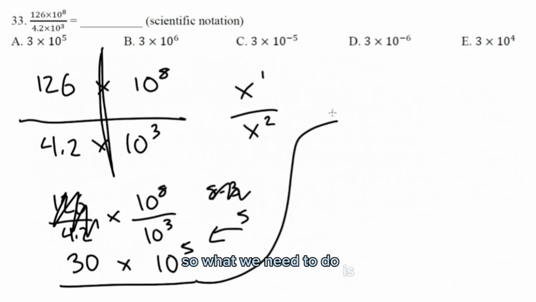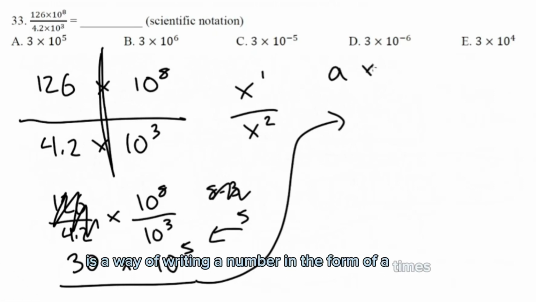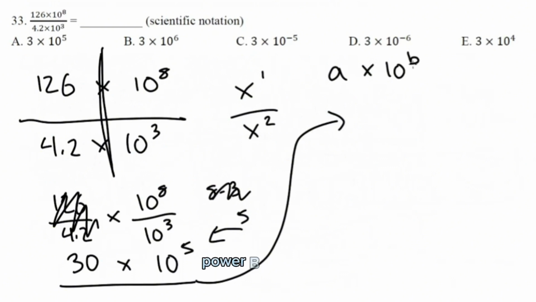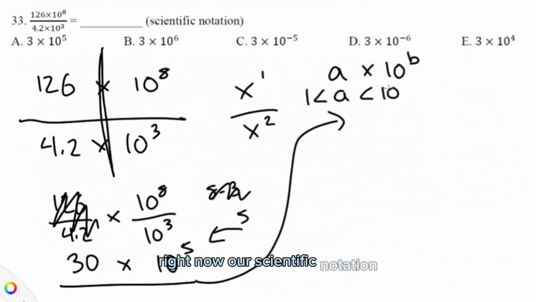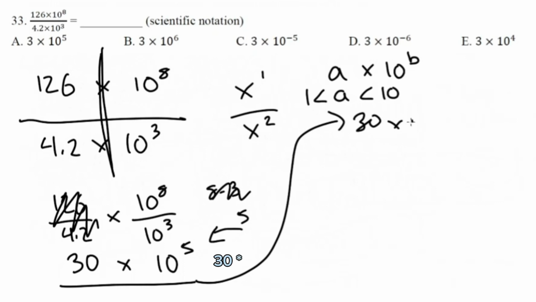What we need to do is abide by the laws of scientific notation. Scientific notation is a way of writing a number in the form of a times 10 to the power b, where a is greater than 1 but less than 10. Right now, 30 times 10 to the power 5 is meeting the requirement for 10 to the power b, but a is not less than 10.